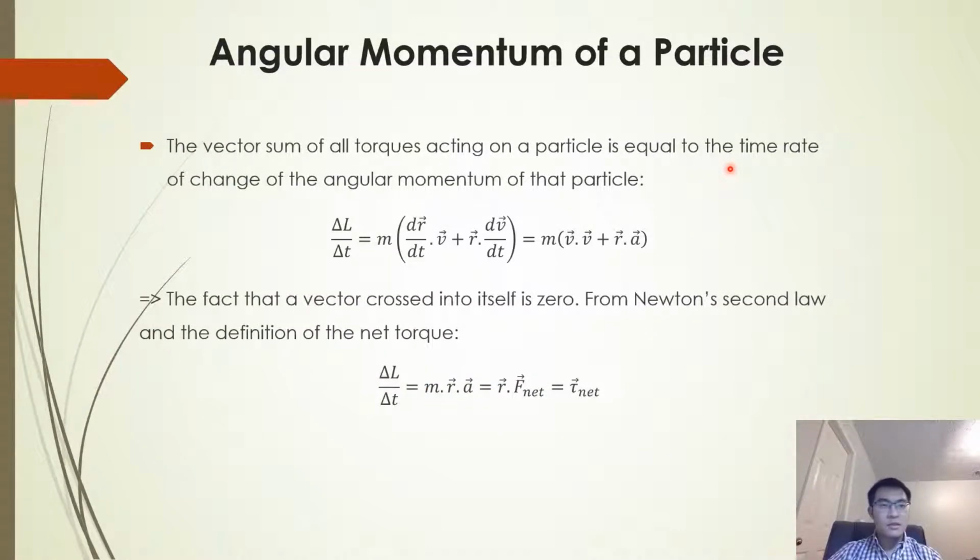The vector sum of any torque acting on a particle is equal to the time rate of change of the angular momentum of that particle. The cross product of a vector with itself is zero. From Newton's second law and the definition of the net torque, delta L over delta t equals the net torque.